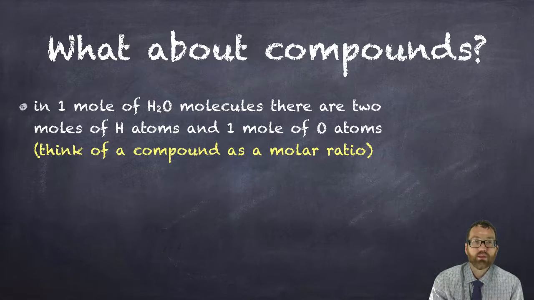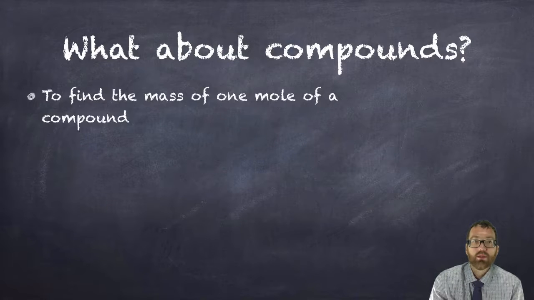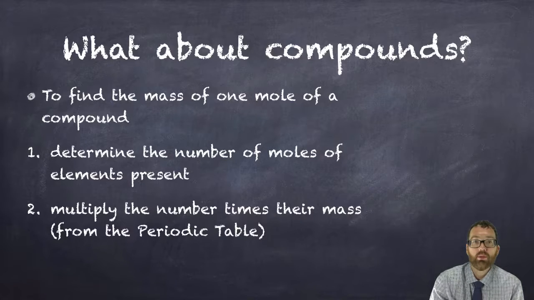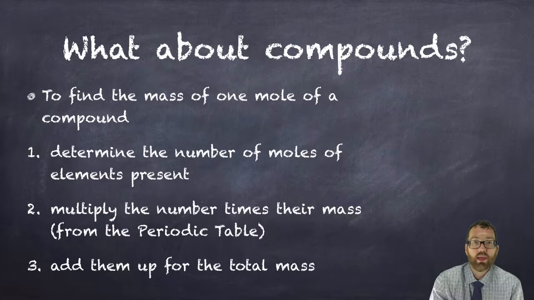So what about compounds? If we had a compound like water, H2O, and 1 mole of H2O molecules, there's 2 moles of hydrogen atoms and 1 mole of oxygen atoms. Remember, think of a compound like a molar ratio. It's basically the recipe of the number of atoms that make up that molecule. But if I had a mole of that molecule, it's the recipe of the moles of atoms that make up that molecule. So to find the mass of 1 mole of any compound, all you need to do is determine the number of moles of the elements present and multiply that number times their mass that you get right off the periodic table, and then add them up for the total mass.